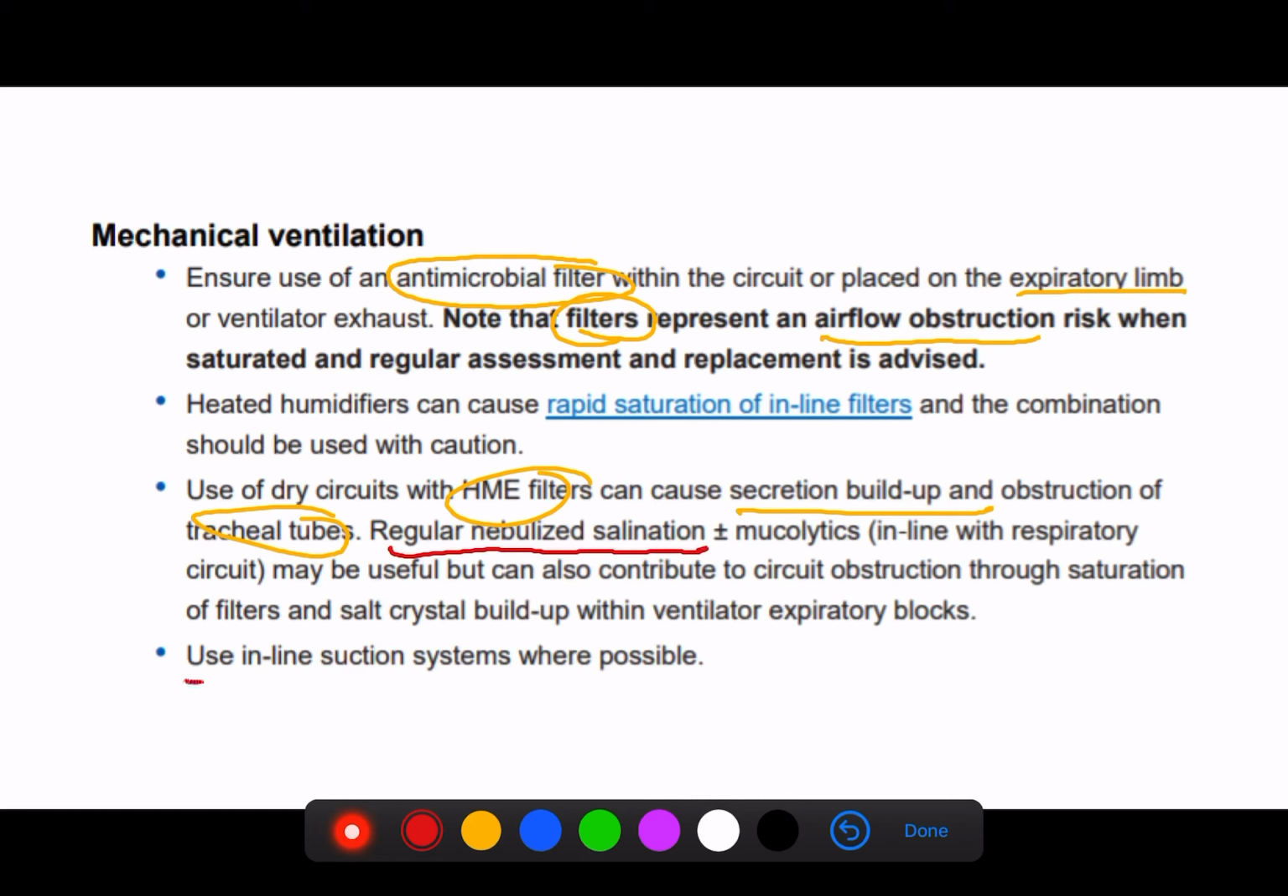What's been really great in intensive care over the last 10 or 15 years is that we've used inline suction systems. And the best thing about this is that you don't have to open up the circuit to pass a suction catheter down the endotracheal tube. Instead, it's built into the angle piece of the endotracheal tube, and therefore you don't aerosolize by breaking that system every time you want to suction the patient.